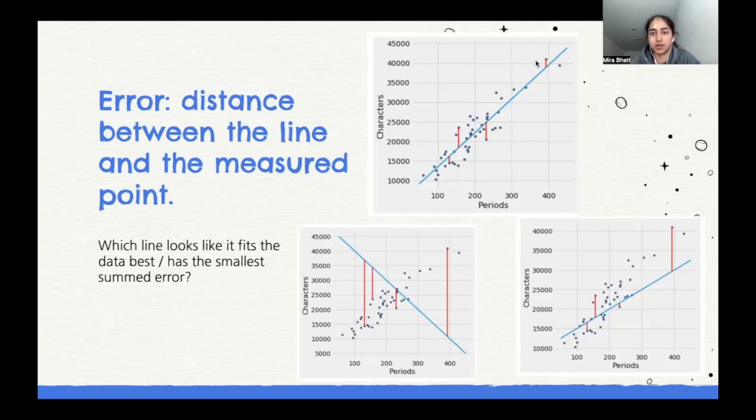Whereas this one at the top looks like it goes through the data pretty well. So visually that looks good. And the errors are the smallest out of all the plots that we're looking at. So those are good indications that this is a good fit.